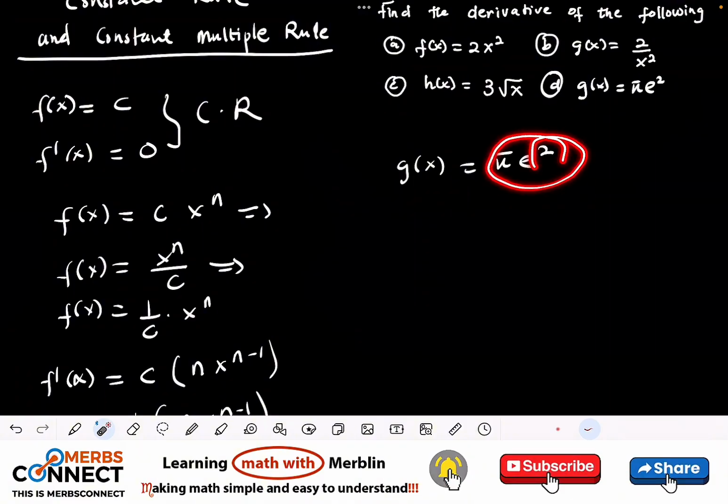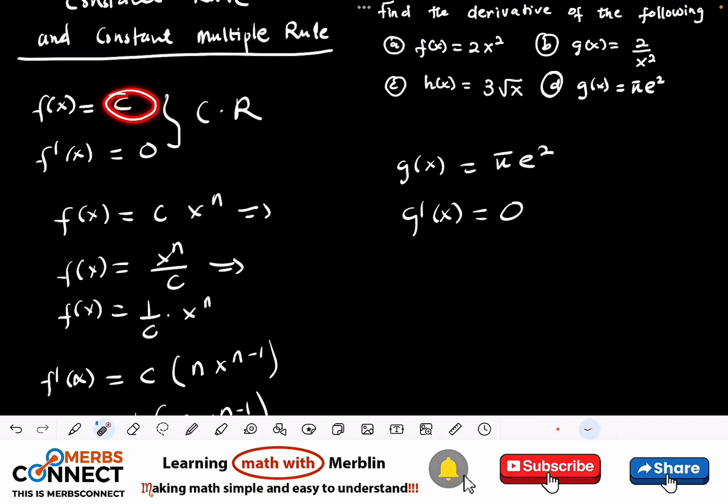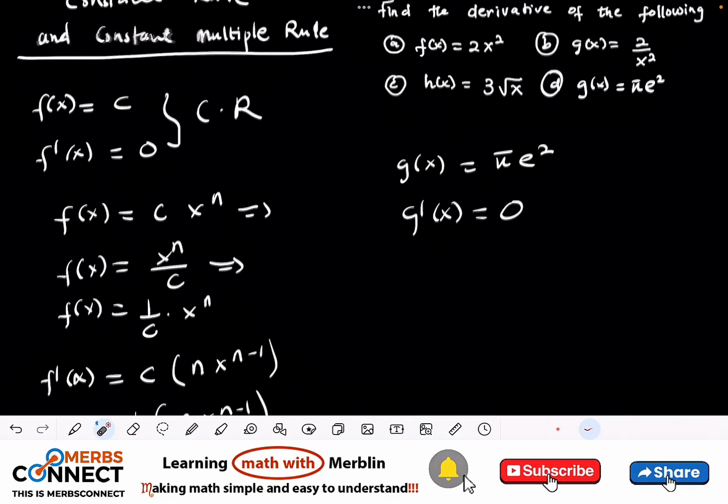So since there is no x in the function here, pi is a constant. e to the power 2 is also constant. So g prime is automatically 0, because we just learned that when I differentiate a constant, I need to get 0. A constant means that it does not depend on what? x. Right. So that is the idea.